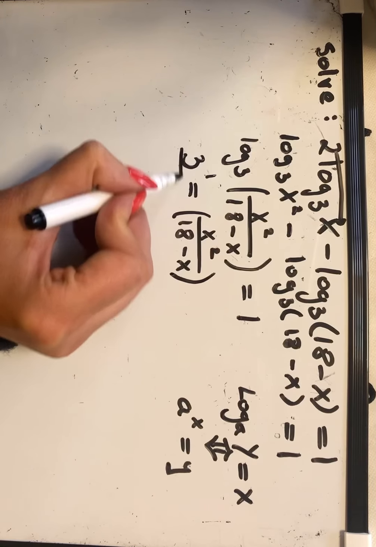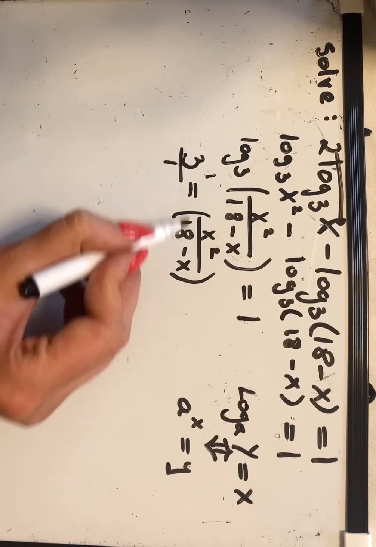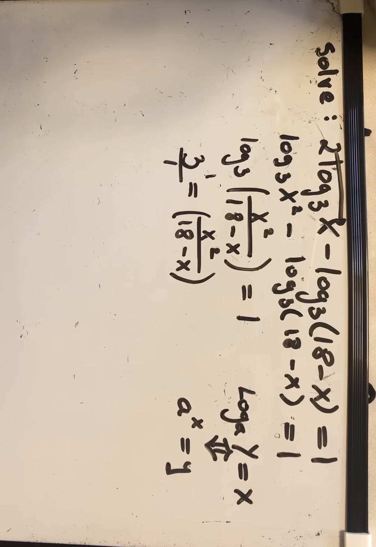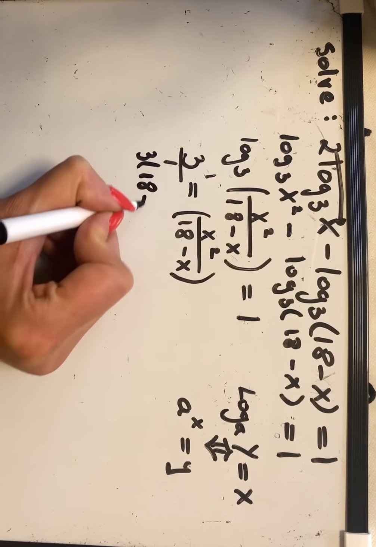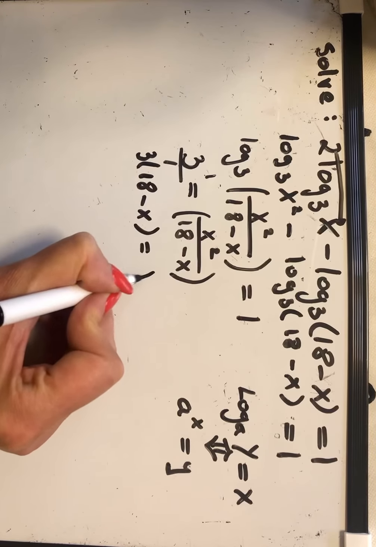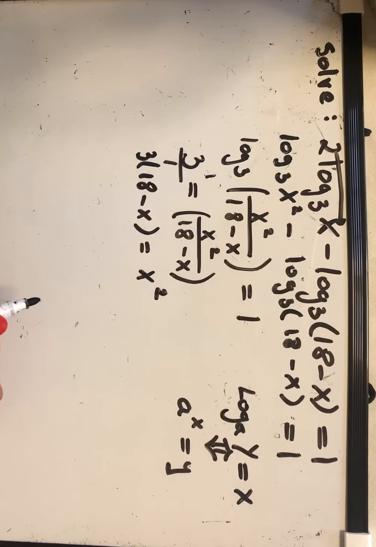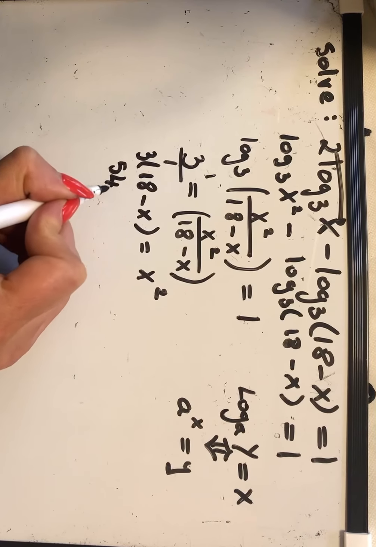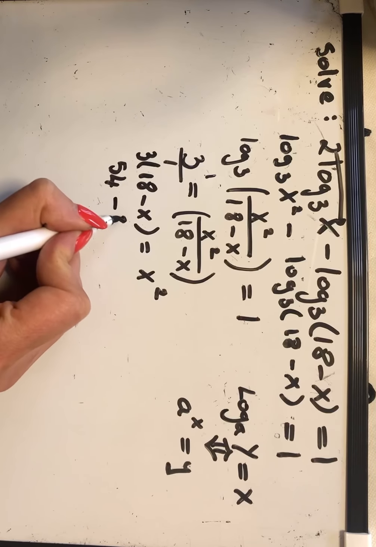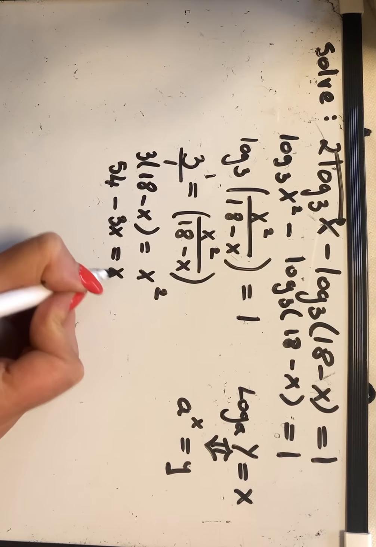I'm also going to put this over 1 here to make it look like a fraction, and when we have fractions we can cross multiply. So now we have 3 bracket 18 take away x is equal to x squared. That is an algebra equation, and we're going to multiply in now. So we have 54 take away 3x is equal to x squared.